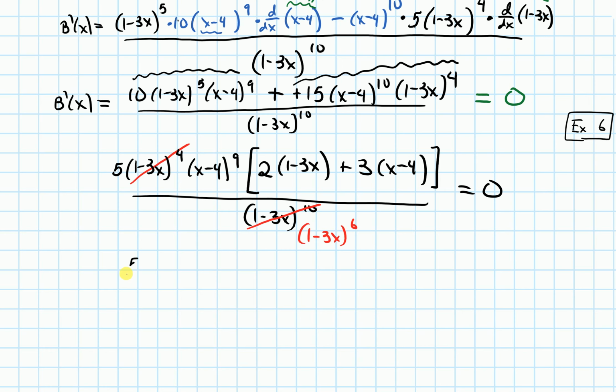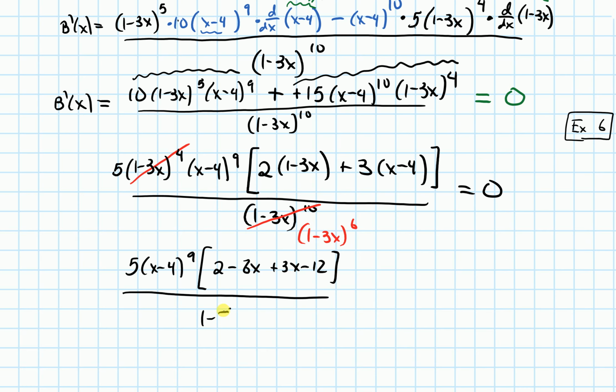All right, so we have 5 times x minus 4 to the 9. Let's start to expand this thing in the bracket. So I'll get 2 minus 6x. Distributing the 3, I get plus 3x minus 12. And then all over my denominator, 1 minus 3x to the 6 equals 0.